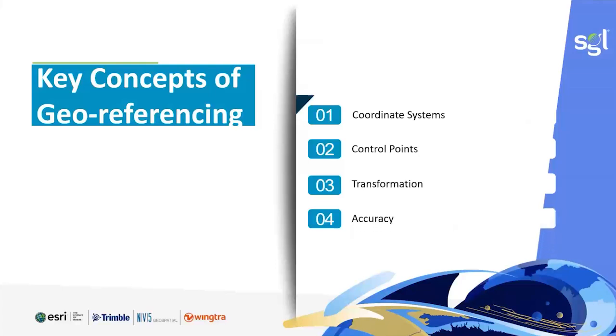Then the accuracy, which is the precision of the georeferencing, and it also depends on the number and quality of control points. The transformation methods used are different. We have different types of transformation methods.